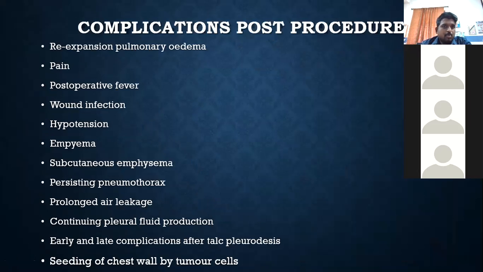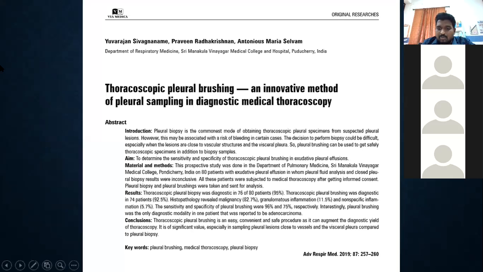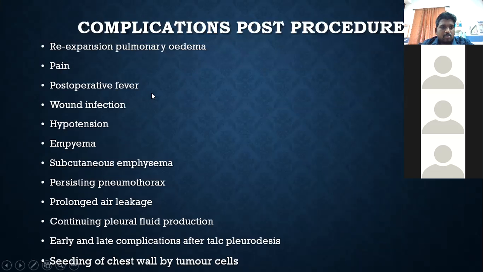The complications post-procedure, usually re-expansion pulmonary edema, that's a headache once you drain a lot of fluid. That's why I always prefer to drain the pleural space just 1 or 2 days before. Don't drain it completely at the time of thoracoscopy. Other complications are pain, post-operative fever, wound infection, hypotension, empyema, subcutaneous emphysema, persisting pneumothorax, and prolonged air leakage, particularly when you touch the visceral pleura.